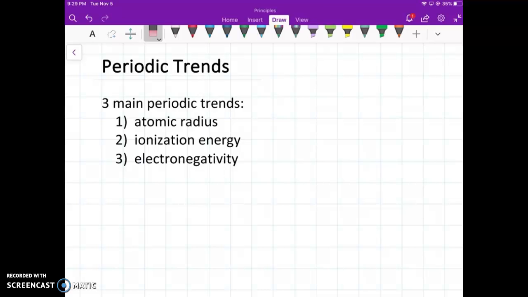Okay guys, so these are your notes on periodic trends. Make sure you pause the video and write down everything that pops up on the screen. So the three main trends that we're going to talk about are atomic radius, ionization energy, and electronegativity.